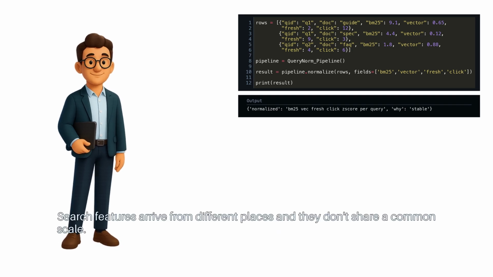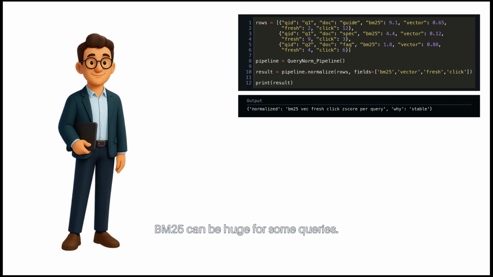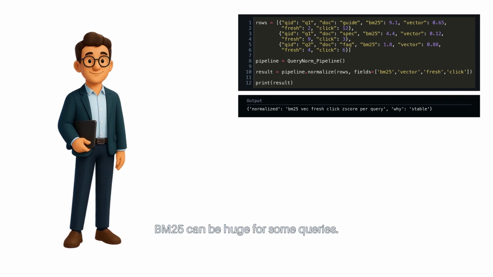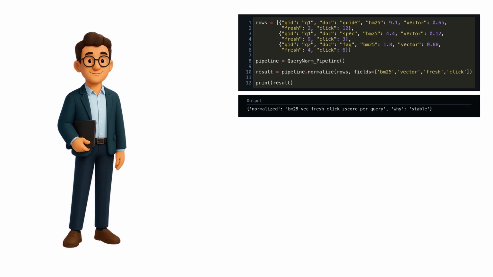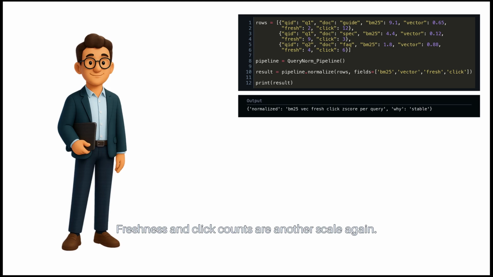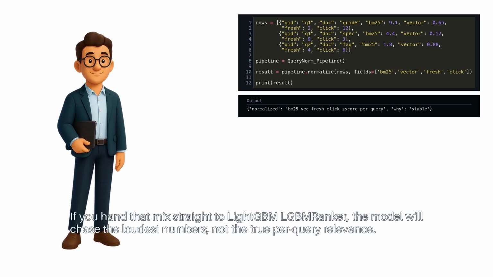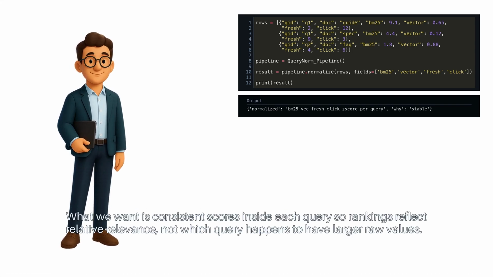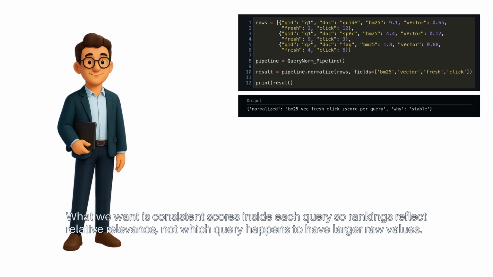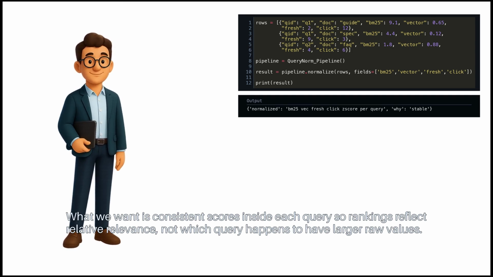Search features arrive from different places and they don't share a common scale. BM25 can be huge for some queries. Vector similarities live in a totally different range. Freshness and click counts are another scale again. If you hand that mix straight to LightGBM LGBMRanker, the model will chase the loudest numbers, not the true per-query relevance.